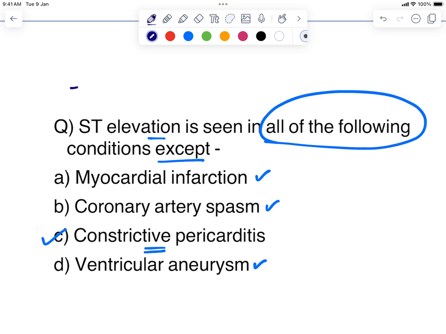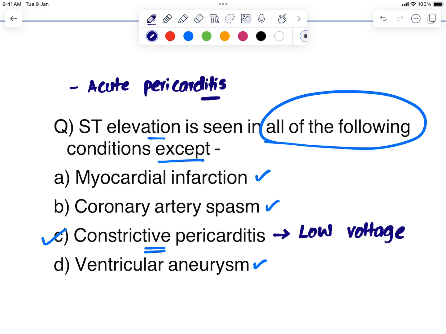Whereas in acute pericarditis, you have the presence of ST segment elevation, but not in constrictive pericarditis. In constrictive pericarditis, what you will observe is the presence of low voltage complexes. Low voltage complexes are observed in patients with constrictive pericarditis, pericardial effusion, and even cardiac tamponade.